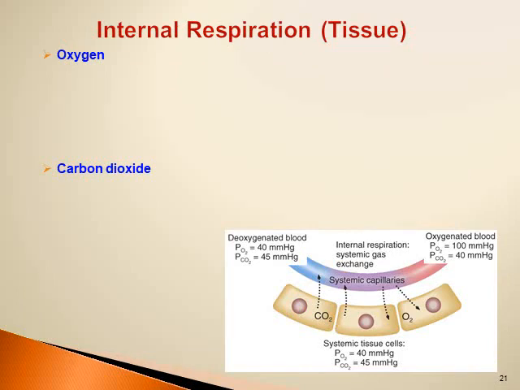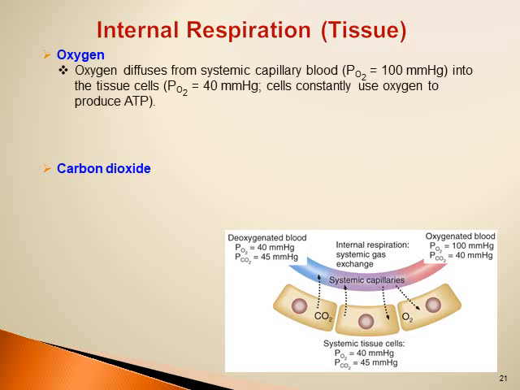Now let's talk about the movement, or the exchange, of oxygen and carbon dioxide in internal or tissue respiration. Oxygen diffuses from the systemic capillary blood, where it has a partial pressure of 100 millimeter mercury, into the tissue cells. As I said, the partial pressure of oxygen in the cells is 40 millimeter mercury because cells constantly use oxygen to produce ATP through the aerobic metabolism process.